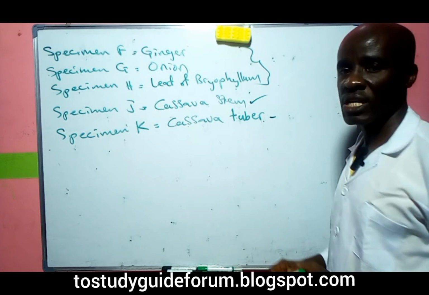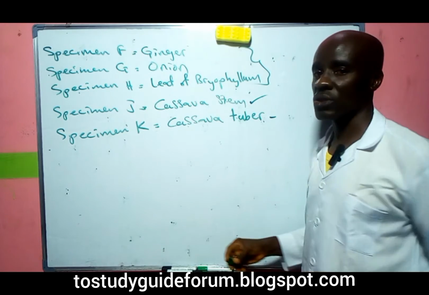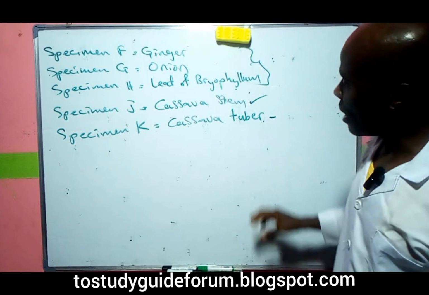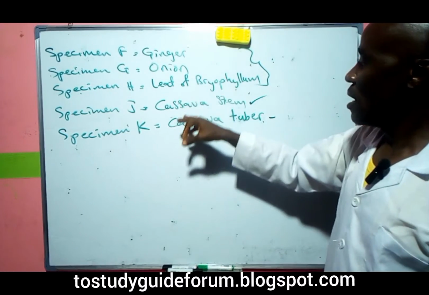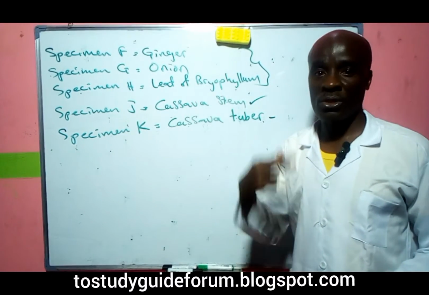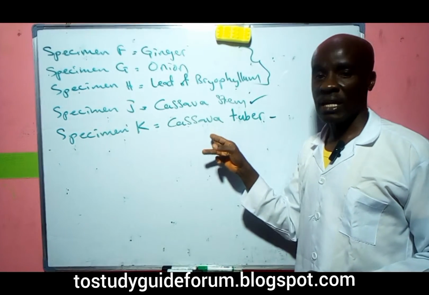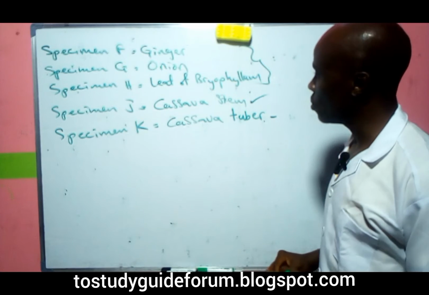Mainly, cassava tuber is a storage organ, just like the onion leaf serves as a storage organ. Unlike cassava, onion stores sugar, while the cassava stores starch. So these are some of the things you also note about them.